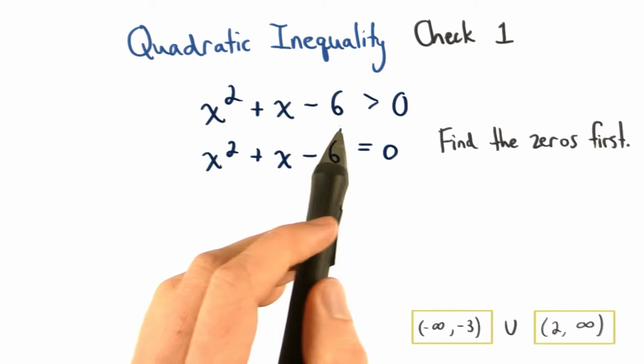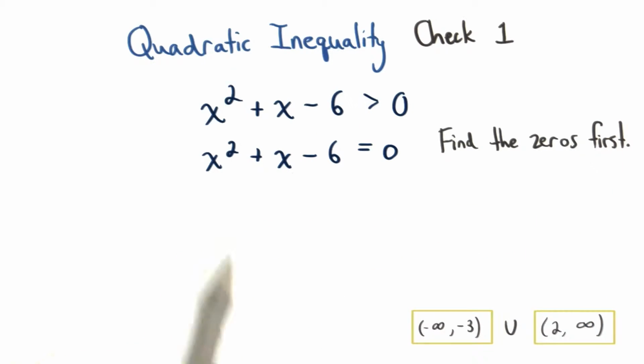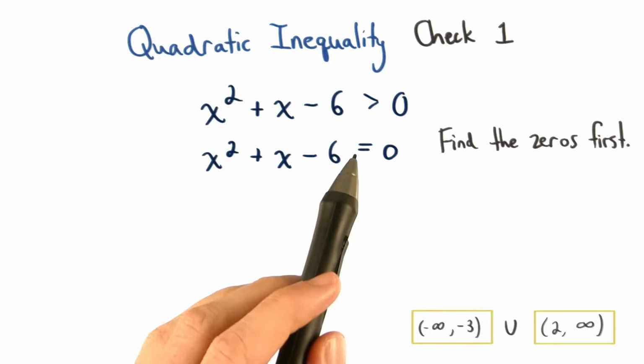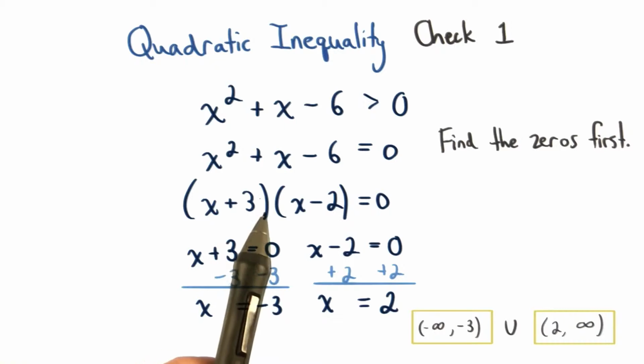When we find the solution set for a quadratic inequality, we first want to start by finding the zeros. These are the x values that make the equation equal to 0. We factor this quadratic using x plus 3 times x minus 2 as the factors. Then we set each factor equal to 0 to get x equals negative 3 and x equals positive 2.